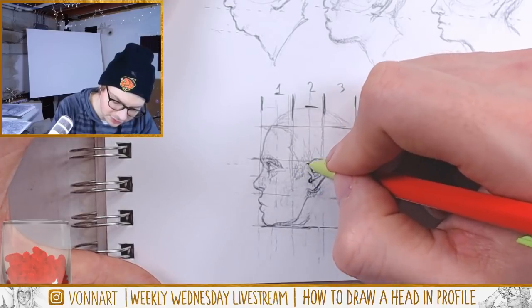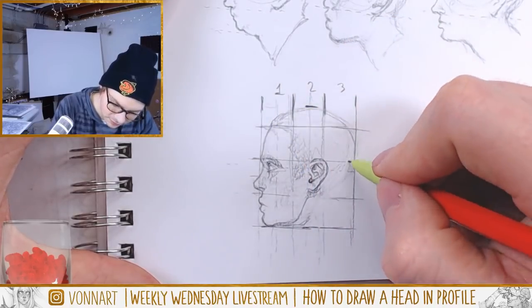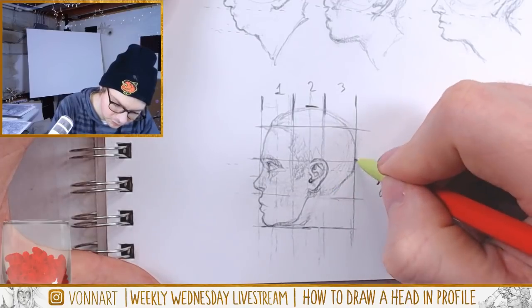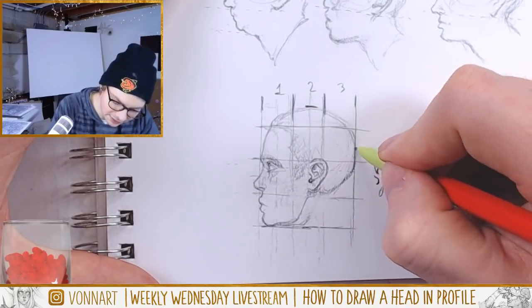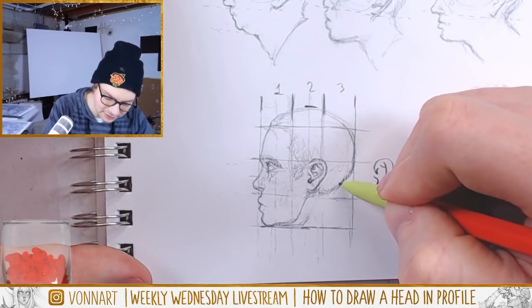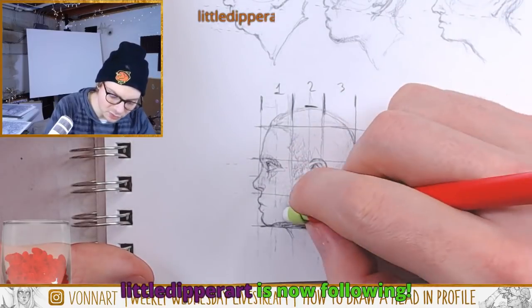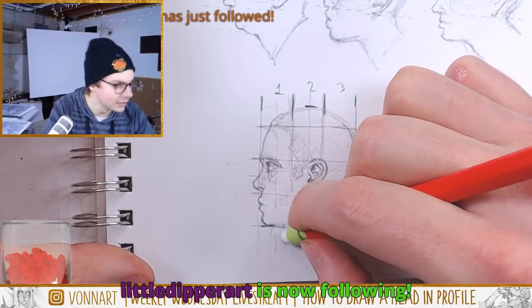I'll give him a little hairline here, going into the back of the head. And usually when I'm drawing someone without hair, I try to make the head just a touch bumpy, because not everyone has these perfectly smooth heads if you shaved off all the hair.